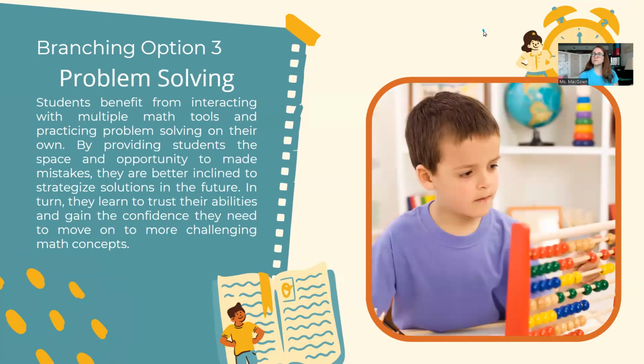Branching option number 3 is problem solving. Students benefit from interacting with multiple tools and practicing problem solving on their own. By providing students with space and opportunity to make mistakes, they are better inclined to strategize solutions in the future. In turn, they learn to trust their abilities and gain the confidence they need to move on to more challenging math concepts.